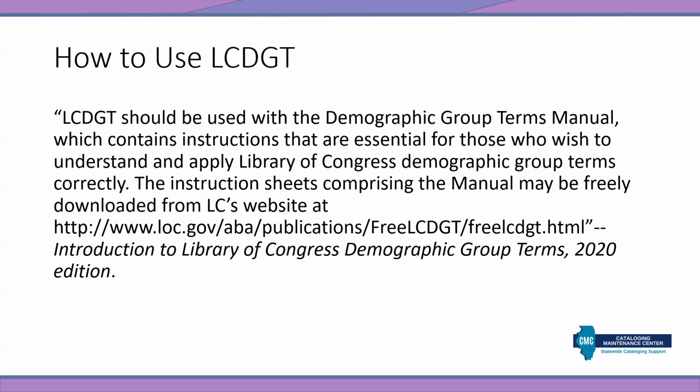So how to use LCDGT. LCDGT should be used with the Demographic Group Terms Manual, which contains instructions that are essential for those who wish to understand and apply Library of Congress demographic group terms correctly. The instruction sheets comprising the manual may be freely downloaded from LC's website, and I have the link there. That's also taken from the Introduction to Library of Congress Demographic Group Terms, 2020 edition. So Library of Congress Demographic Group Terms is a standalone vocabulary that may be used in conjunction with any other controlled vocabulary and descriptive cataloging code.